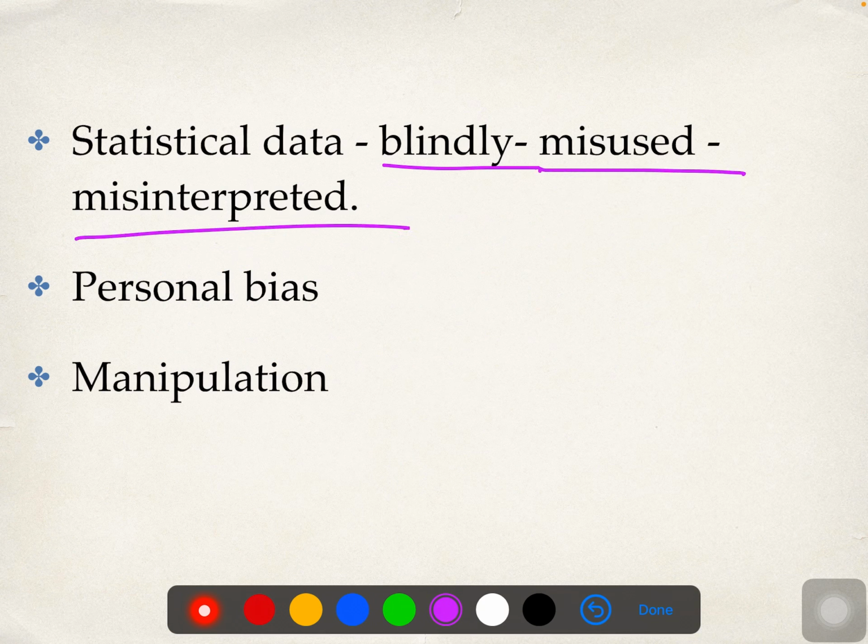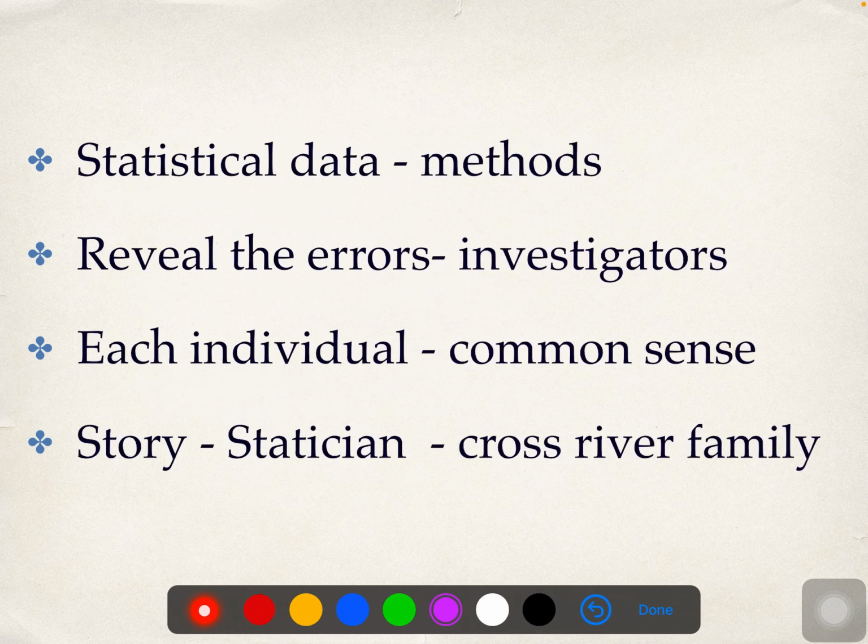Moreover, statistical data and methods fail to reveal the errors. Whatever methods we use, most of the time they fail to reveal the errors committed by the investigator who collects the data. The person who collects the data is called the investigator. Sometimes the investigator will not reveal what errors he has made.